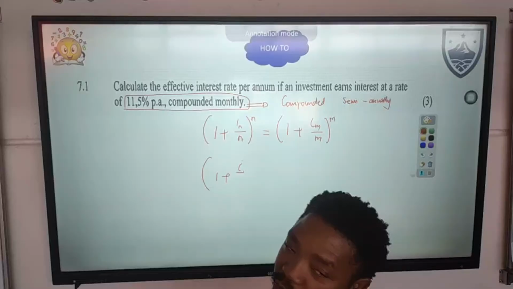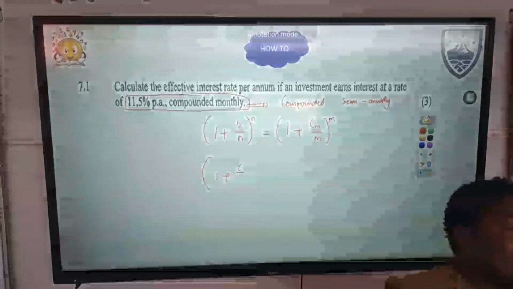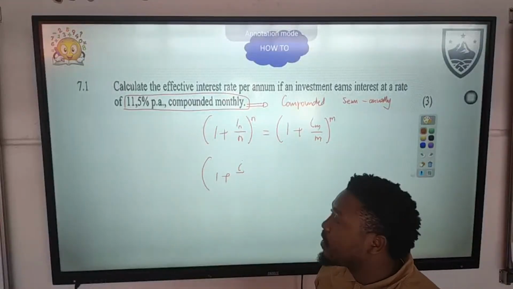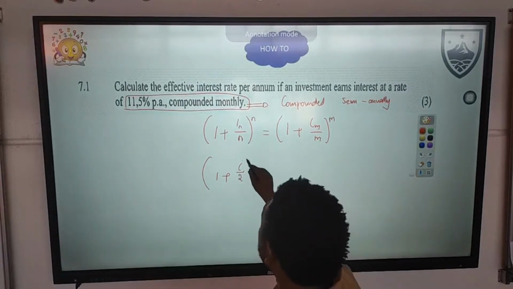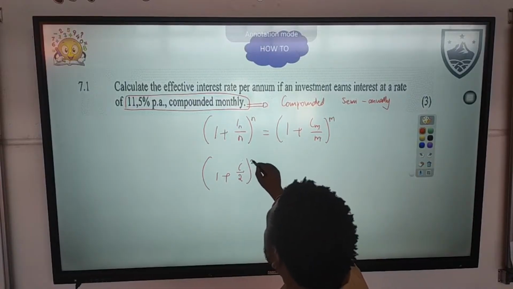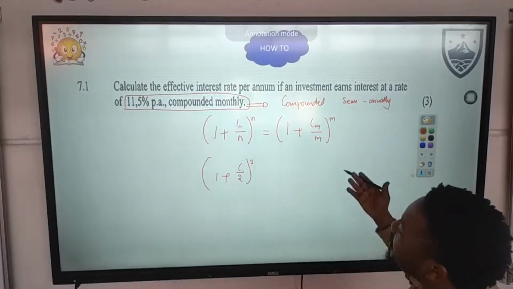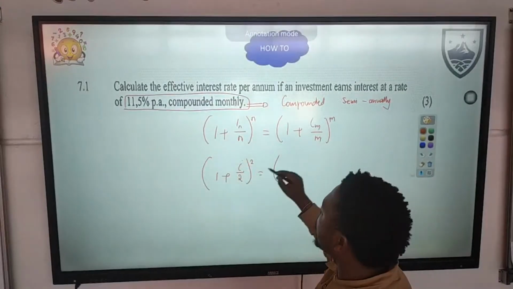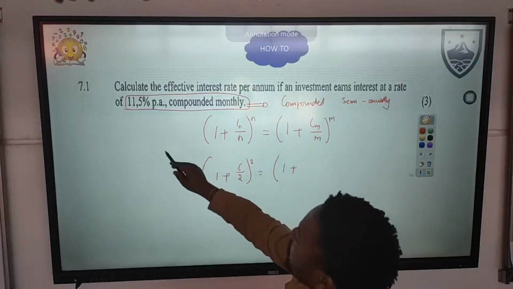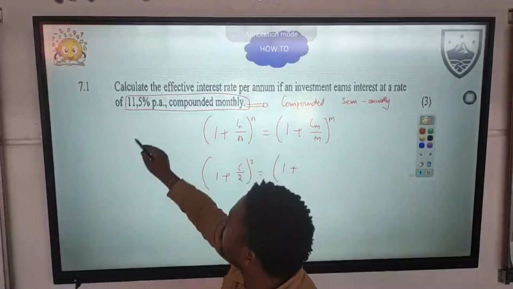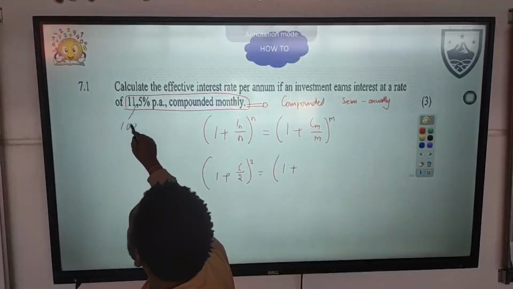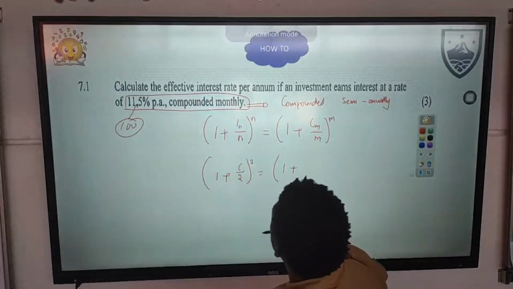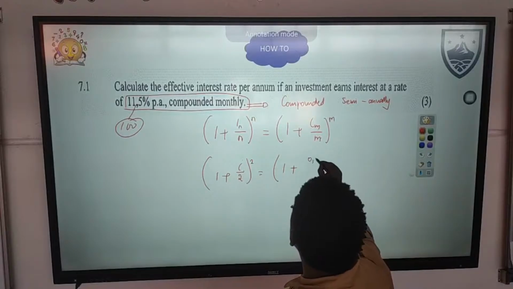And then semi-annually, you just ask yourself, how many semi-annuals are there in 1 year? You always compare to 1 year. So it's just 2 of them. And then n will be to the power of 2, which is 1 times 2. And then on this side is what is given to us. We have 11.5. So remember, this is 11.5%. So we're going to take this and divide it by 100, so that it cannot be a percentage. And then this will be 0.115.